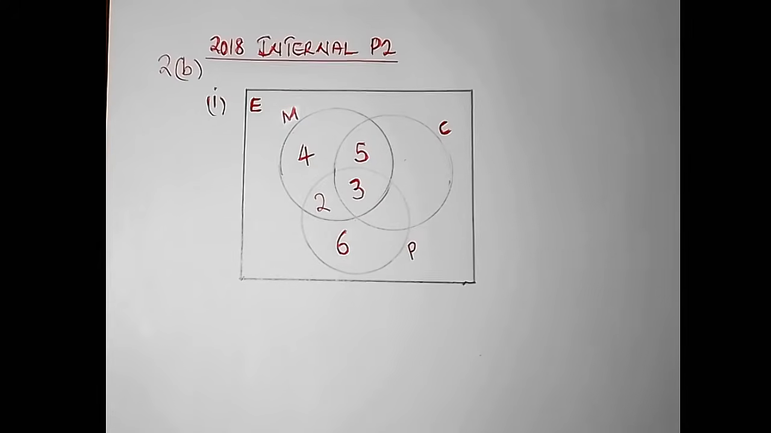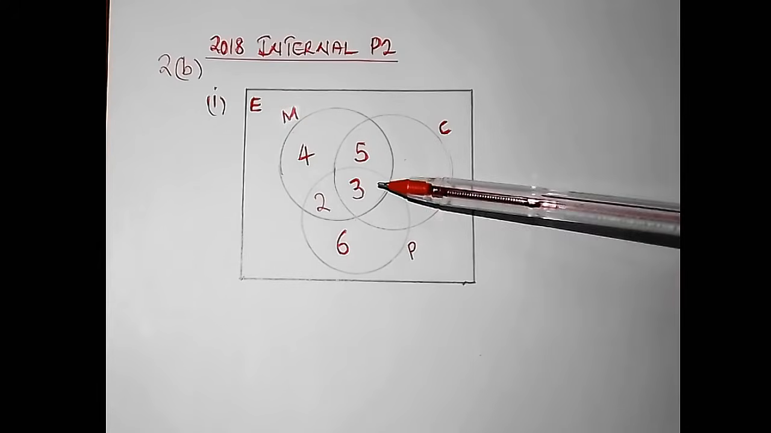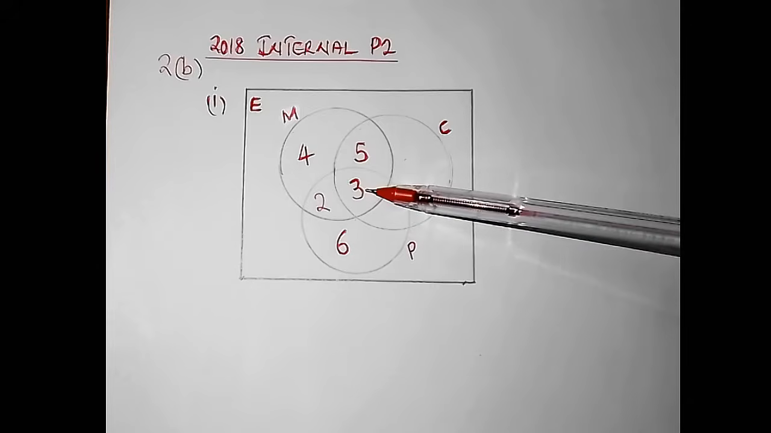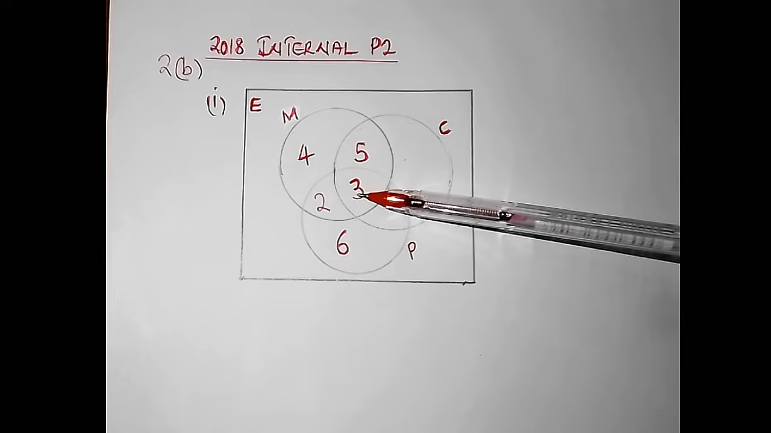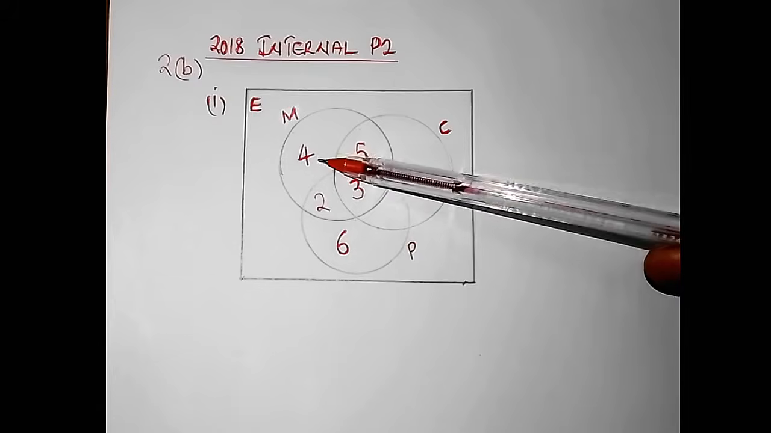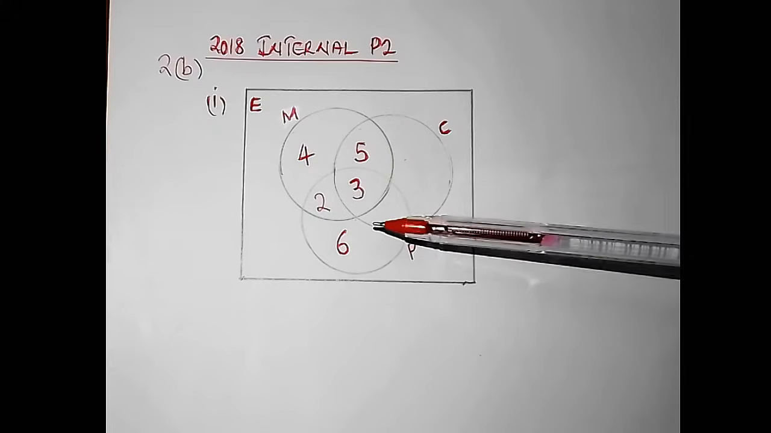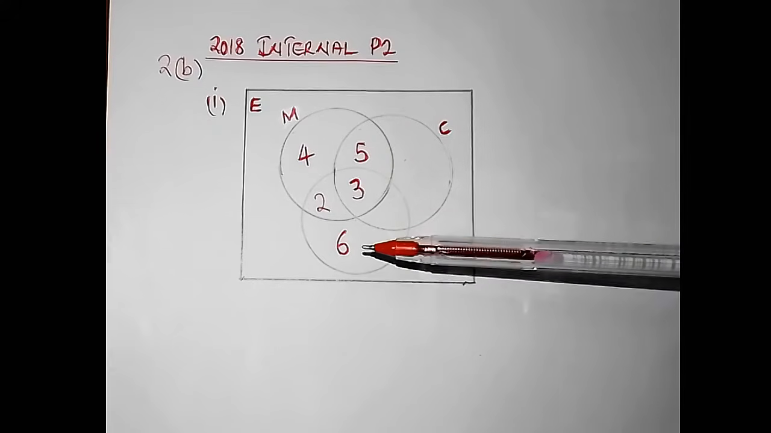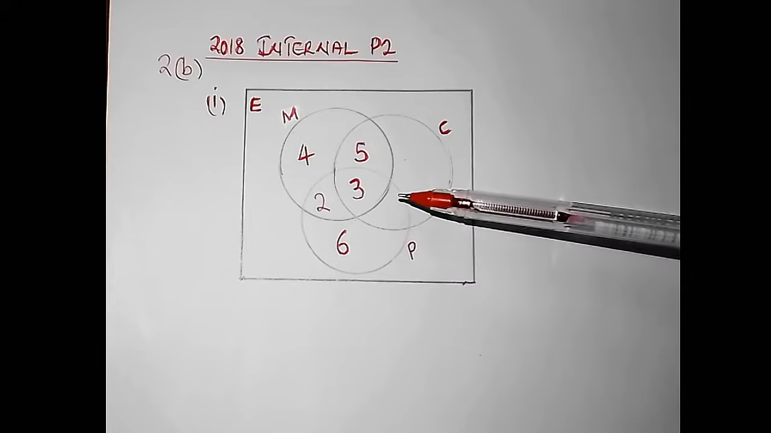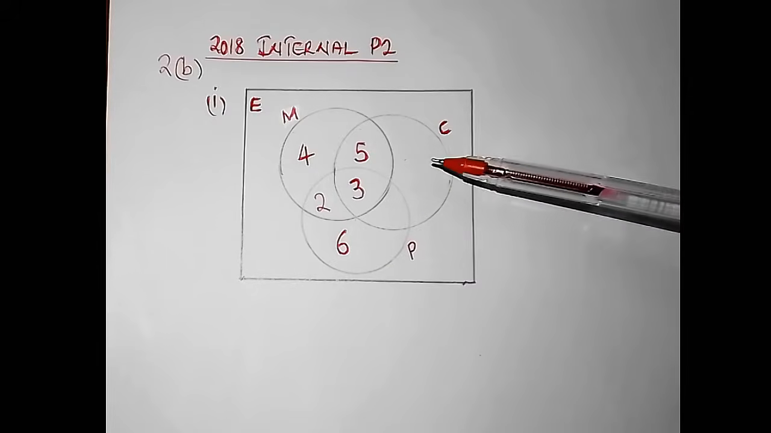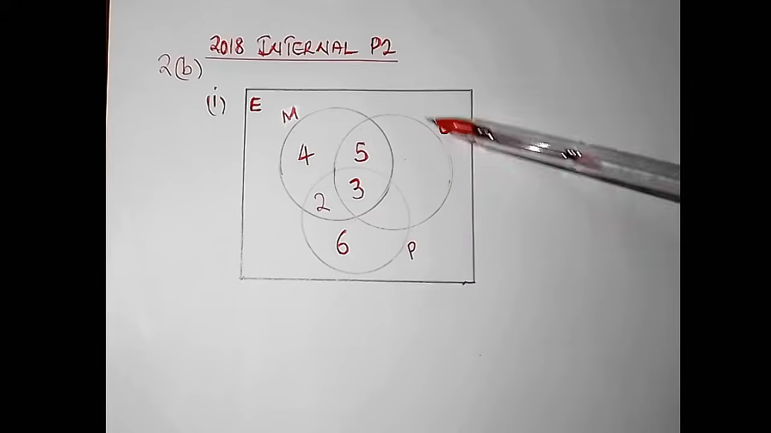So just to quickly go through what we did, we started with filling up 3. This is because 3 students study all the 3 subjects. Then we went to 4, those 4 students who study mathematics only. Then we went to the number 8, students who study chemistry. And here we said that 8 is going to be the total for chemistry.